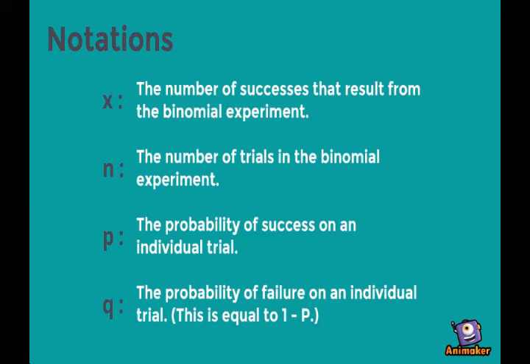Notations. X is the number of successes that result from the binomial experiment. N is the number of trials in the binomial experiment, while P is the probability of success on an individual trial, and Q is the probability of failure on an individual trial. This is equal to 1 minus P.